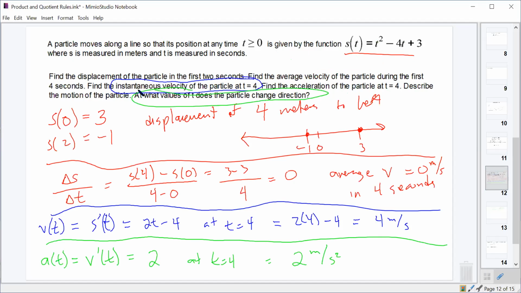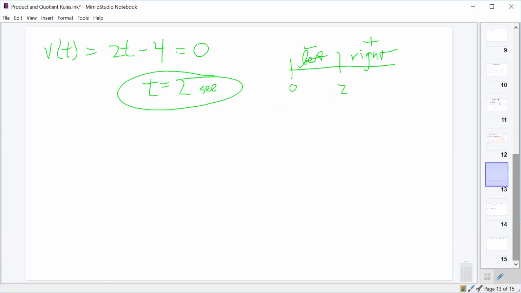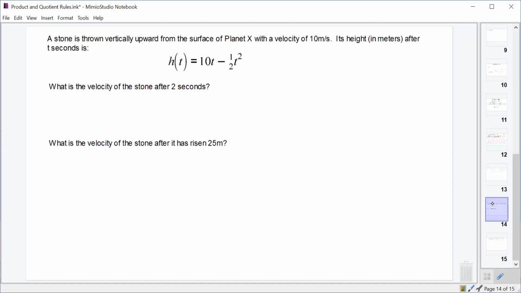And that also answers this last part. When does the particle change direction? The particle can only change direction when its velocity is 0, right? It has to stop going left to start going right, or it has to stop going right to start going left. So it can only change directions when its velocity is 0, and that's what we found right here. Its velocity is 0 at t equals 2 seconds. Good or no? Good. All right.